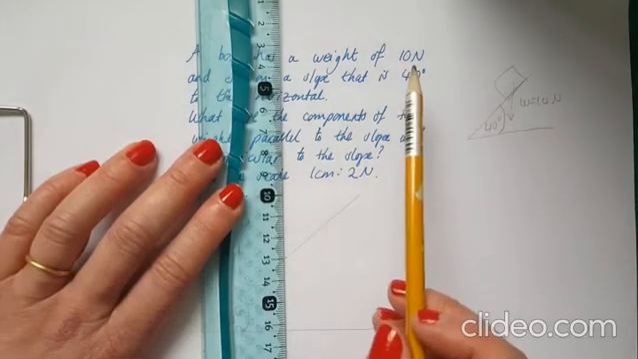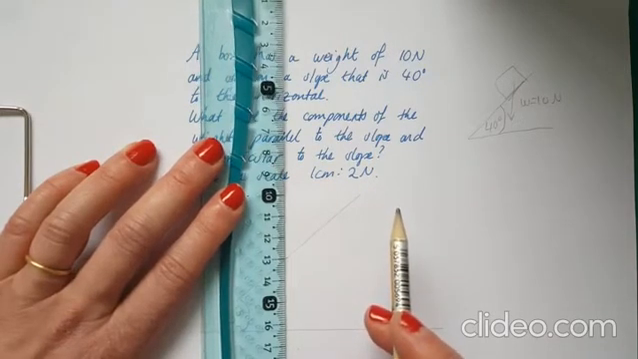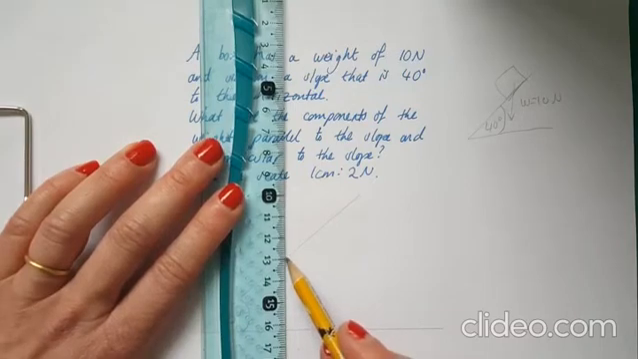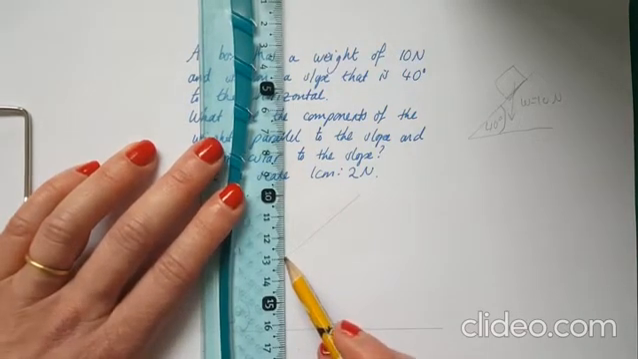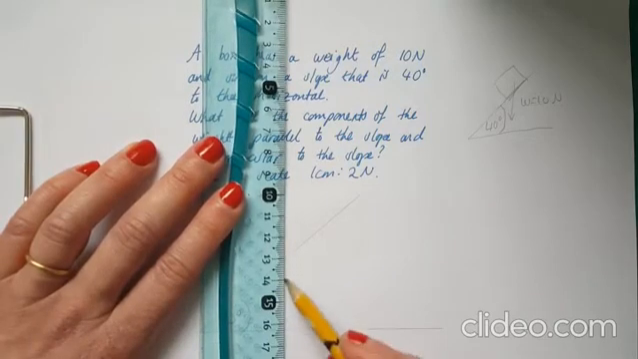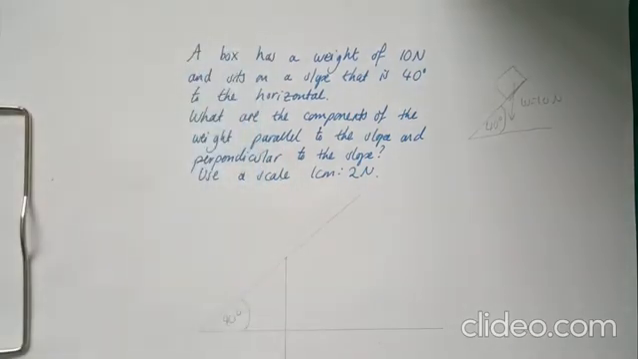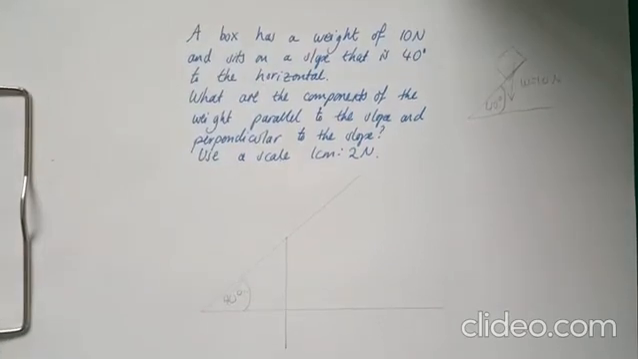Now we're told the weight is 10 newtons and we're to use a scale 1 centimetre to 2 newtons. So my weight vector will need to be 5 centimetres in length. Okay, so that is my weight vector. Oh, it's gone off. There we go. Now, to put in my component of the weight that is parallel to the slope and perpendicular to the slope, I will need to draw a rectangle around that weight vector.